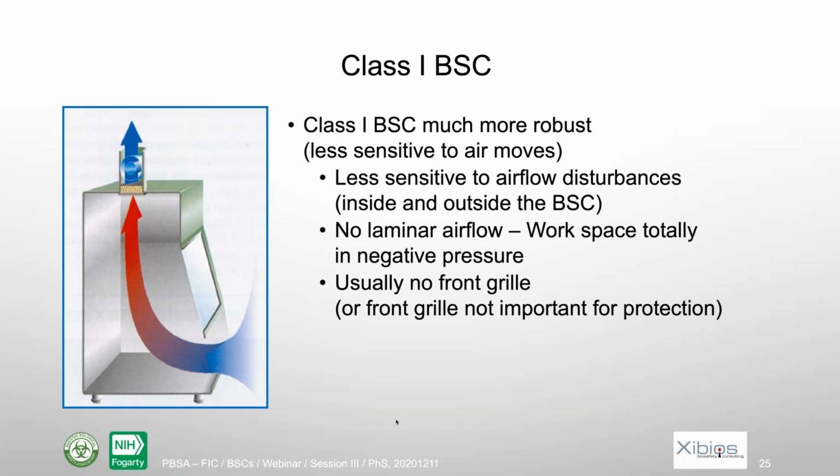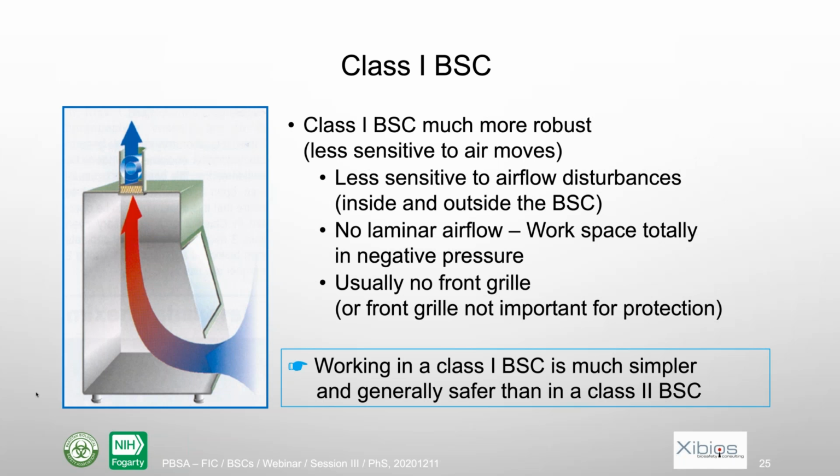So, for instance, it will not be sensitive to the air movements at the entrance, or at least much less, because all the air is sucked to the back of the cabinet and to the top of the cabinet. There is no laminar flow that offers product protection, so you don't have to worry about that. And there is really no front grill. And even if there is a front grill, it's not important for protection. So because of that, it's much more robust, and handling in a Class I biosafety cabinet is much simpler. Basically, you can work inside of the Class I biosafety cabinet as if you were working on a bench.